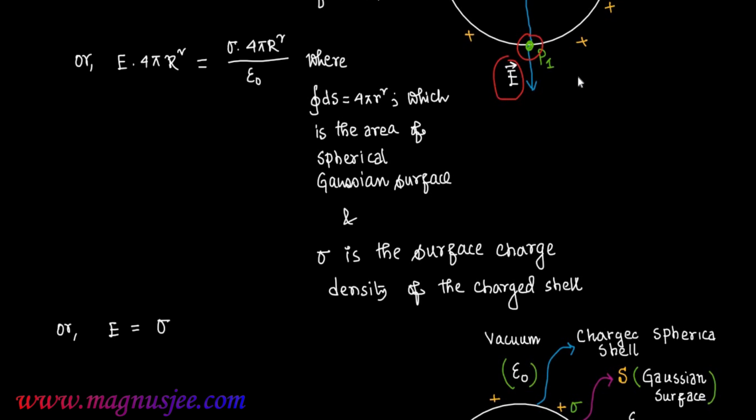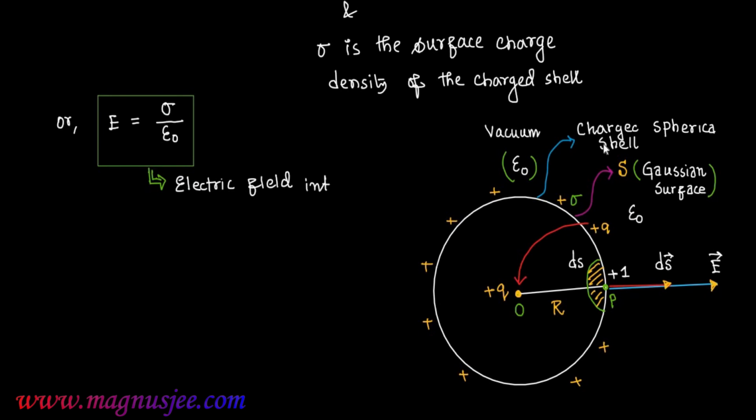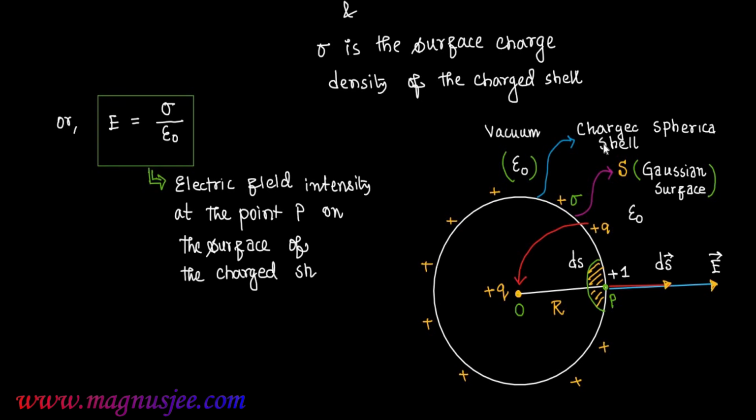Or, E equals sigma by epsilon 0, where sigma is the surface charge density of the spherical shell. E equals sigma by epsilon 0, which is the electric field intensity at the point P on the surface of this uniformly charged spherical shell.